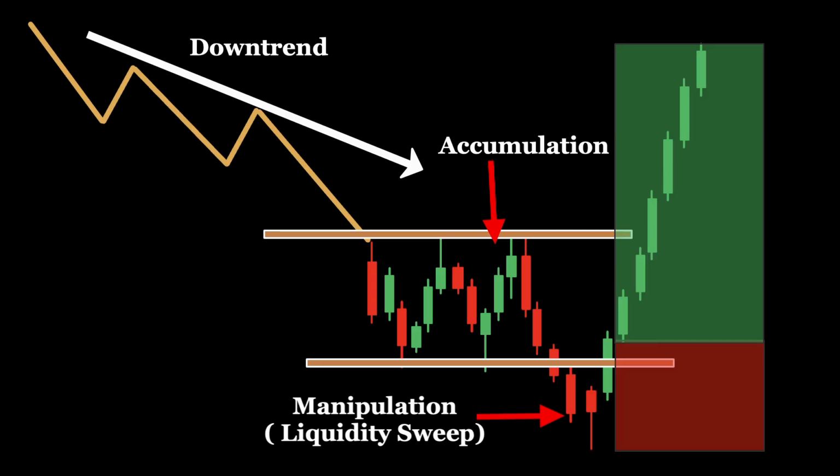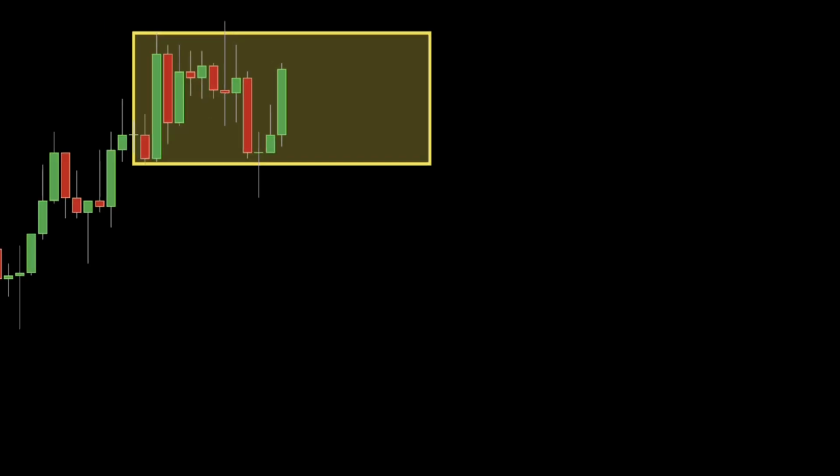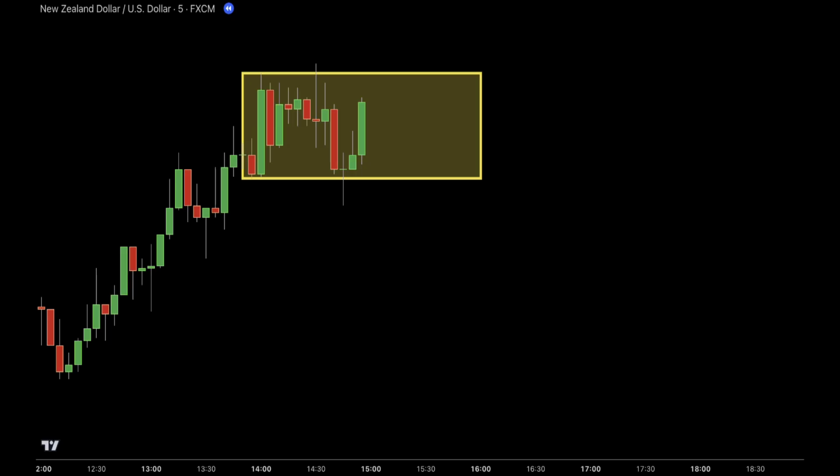Your target is the next key level. This way, you'll ride the acceleration phase, which is a markup. Alright, now let's dive into a real chart example. As you can see, the market is trending upwards, meaning buyers are in control.